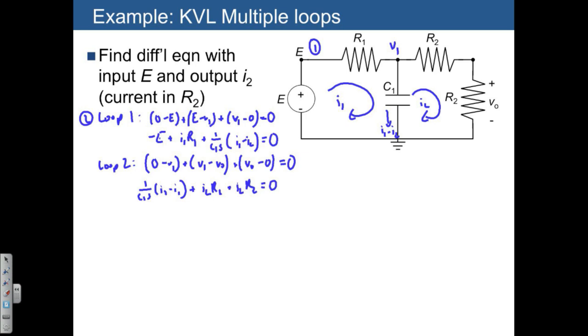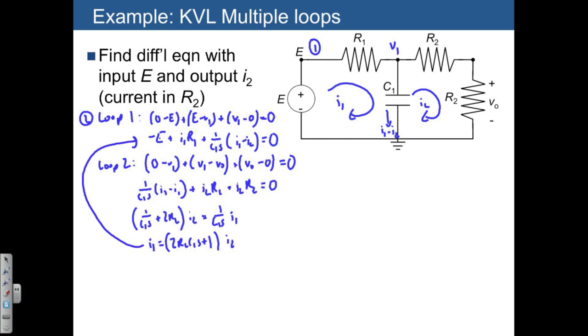Why don't we combine the I2 terms, 1 over C1S plus 2R2 multiplied by I2. That's going to be equal to 1 over C1S times I1. So this means that we can immediately eliminate I1 if we like. I1 is just equal to, if I multiply both sides by C1S, I get 2R2 C1S plus quantity 1 multiplied by I2. Let's plug that into our top equation for loop 1.